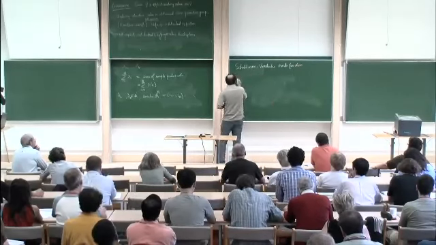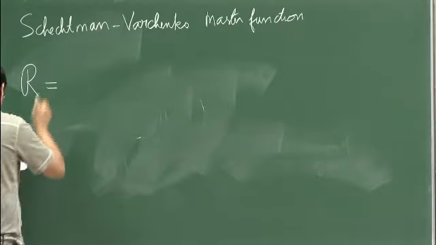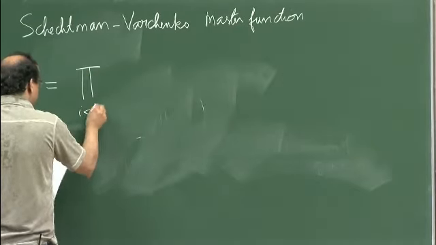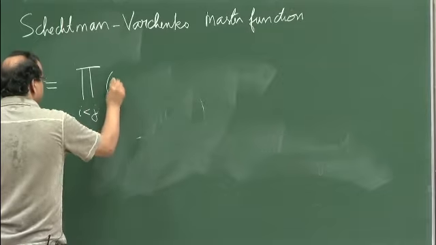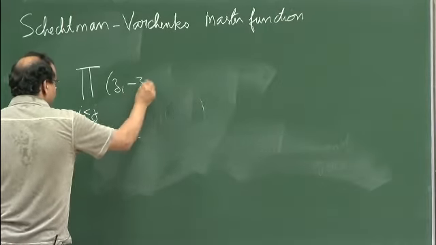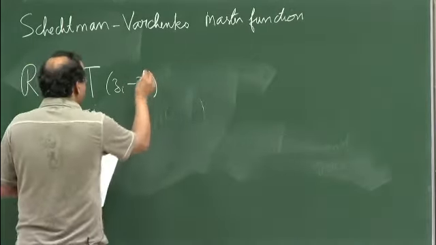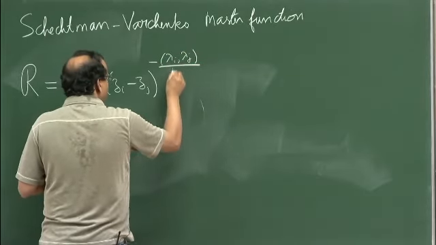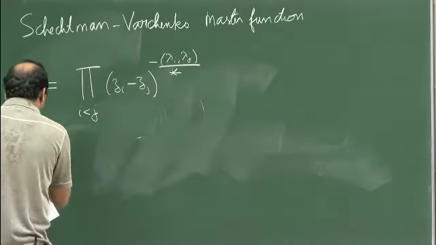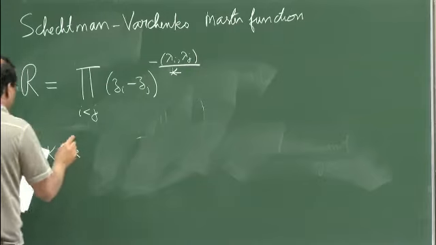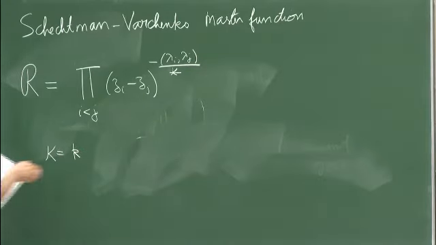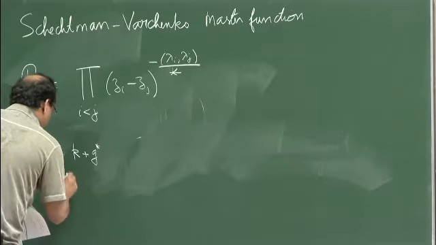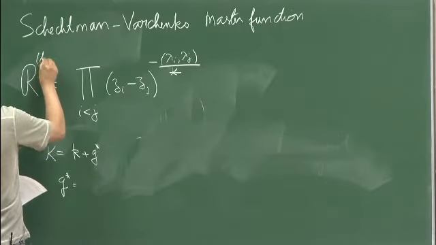So the function is the following. It's a multi-valued function. So R is equal to, less than G. The first factor is actually not important for us, but since I'm going to name it this way, kappa is equal to k, which was the level that we had, plus the dual Coxeter number. So this depends upon the T's and the Z's.